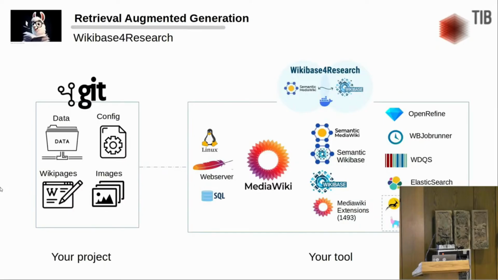Wikibase for research is mainly the installation process of these whole components. So installation of a Docker-based infrastructure with MediaWiki running, and then you select via configuration the extensions that you want to install, and also we have the feature to install external services like OpenRefine or the Wikidata Query Service, Elasticsearch, and so on. And the advantage here is that you separate your project data from your project tools.